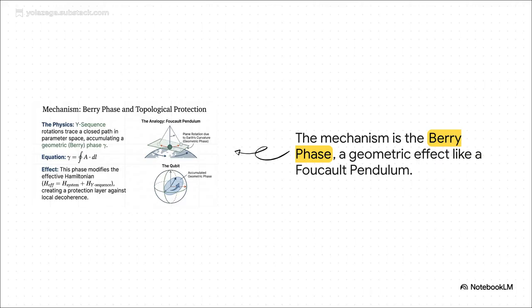The Y sequence does something really similar, but to a qubit. It changes the qubit's state based on the shape of the operations we perform on it, not by pushing it directly. And that shape is what can protect it from noise.